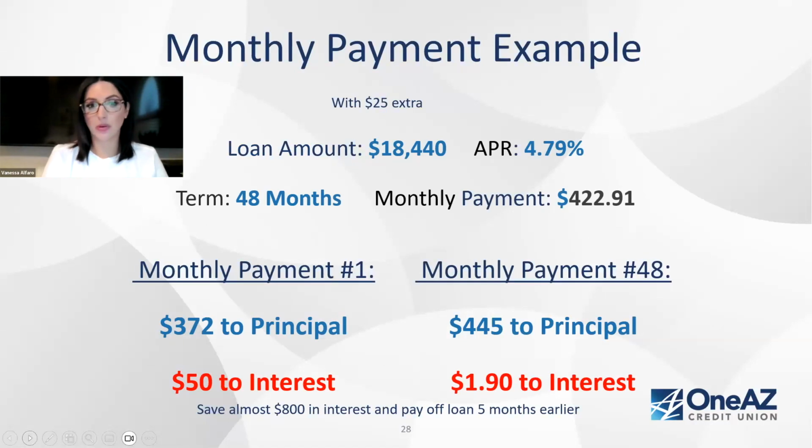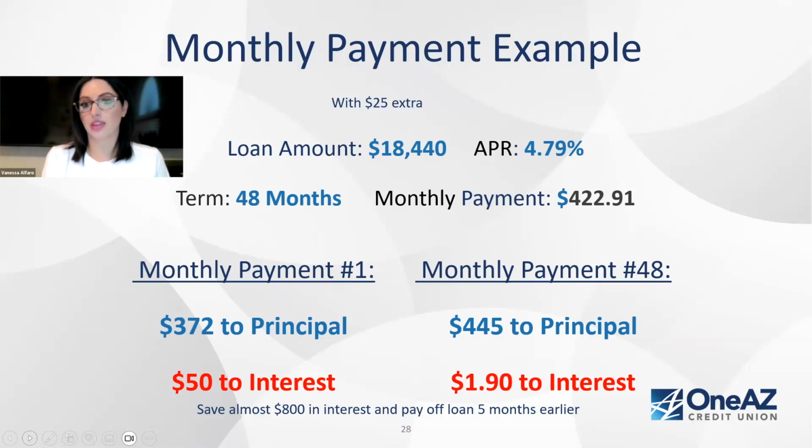Okay, so an example here, and again, these are not exact interest rates. These are just examples. I don't want to get myself in trouble here. You guys come knocking on my door asking me for a 4% auto loan rate. Those have gone up, but here's just an example. So let's say you purchased a vehicle and the loan was for $18,440 and your rate was 4.79%. And you signed up for a 48-month term.